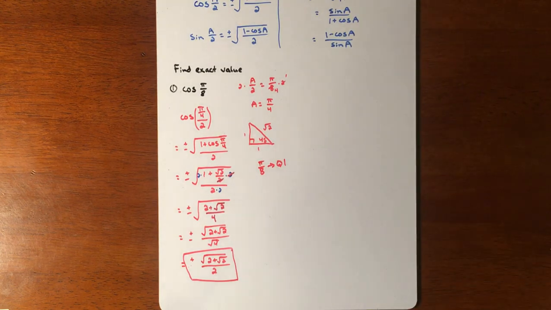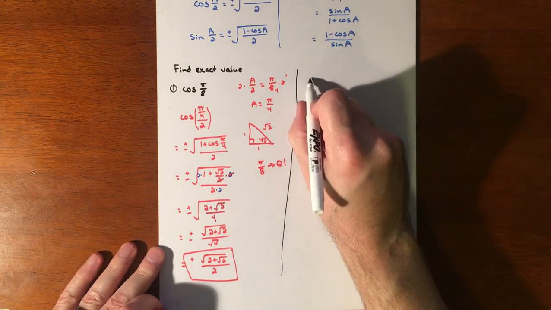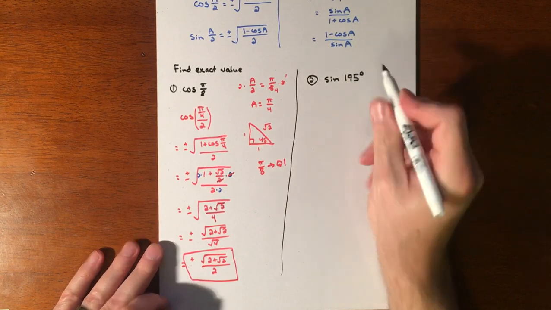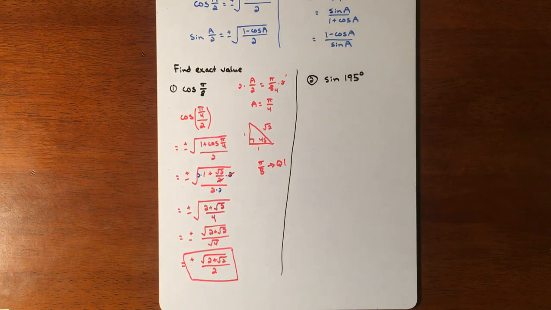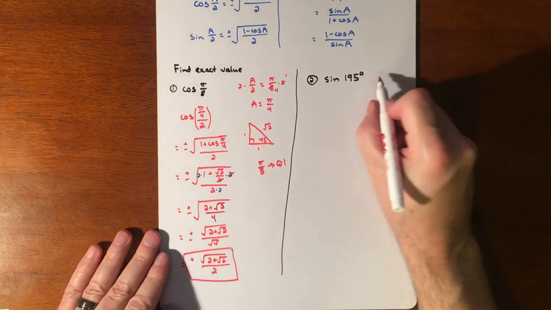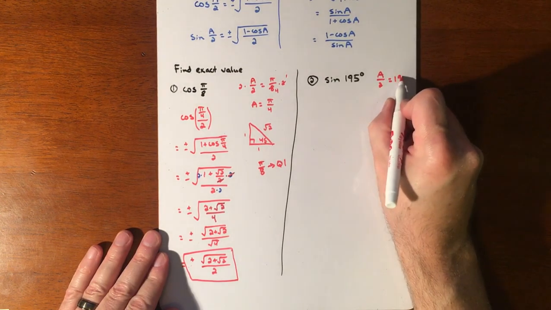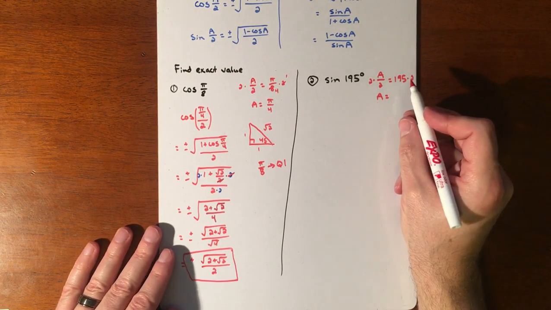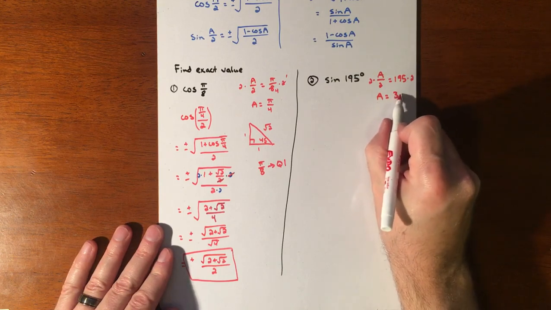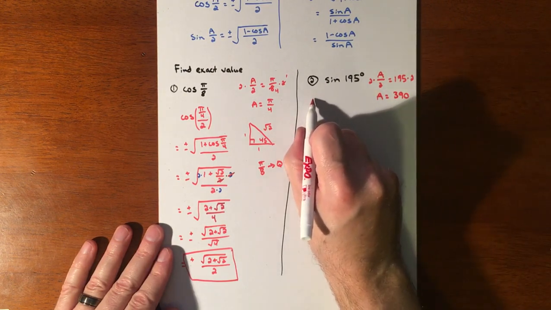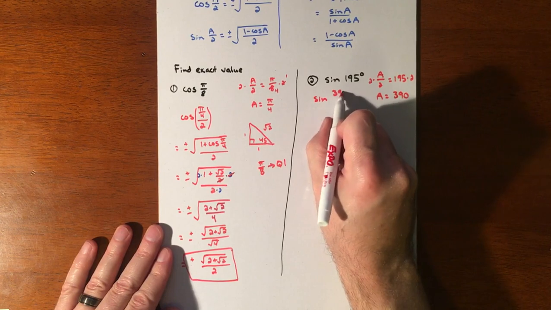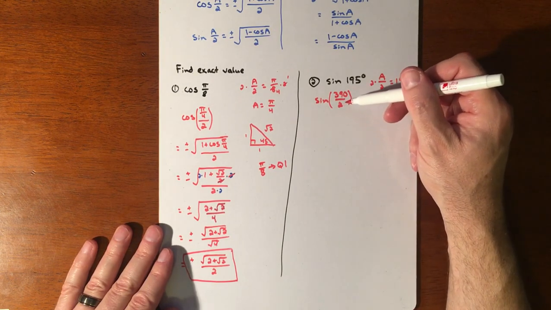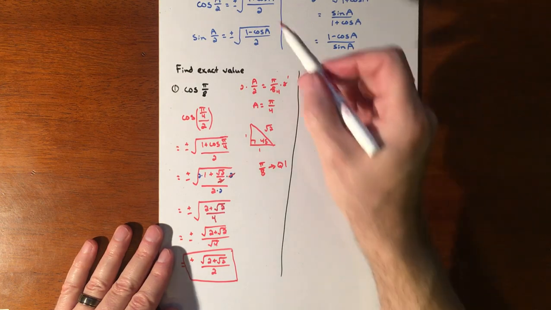Okay, so let's do one more. Number 2, we're going to figure out what sine of 195 degrees is. 195 degrees is not something that I'm familiar with. So I'm going to go back to writing this as a over 2. It's going to equal 195, so a is going to be 195 multiplied by 2, which is 390. So if I rewrite this, we're looking at sine of 390 over 2. My a value is 390. So we're going to be doing this formula.